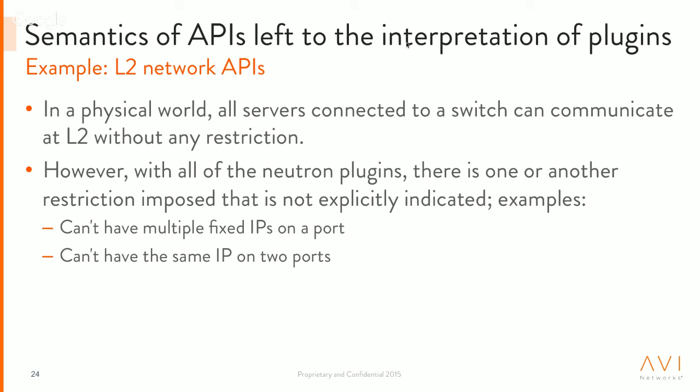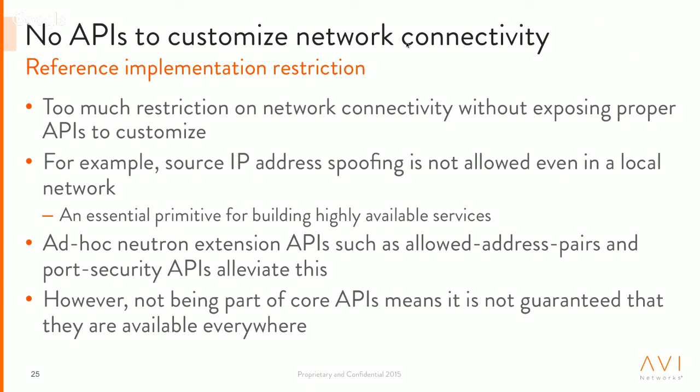In some cases, we have seen that they don't allow multiple fixed IPs on a port, or you can't have the same IP on multiple ports, and all those things. Now, the other thing that we have run into is that there are no APIs to customize the network connectivity, and this is mostly a reference implementation restriction. By default, when you create a VM, the VM is not allowed to do any kind of source IP spoofing.